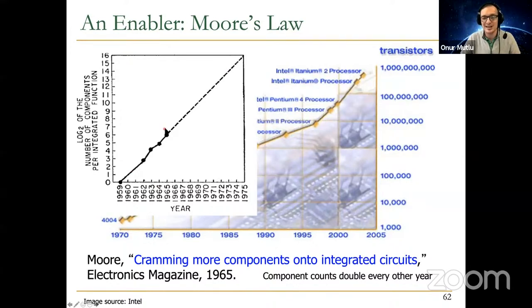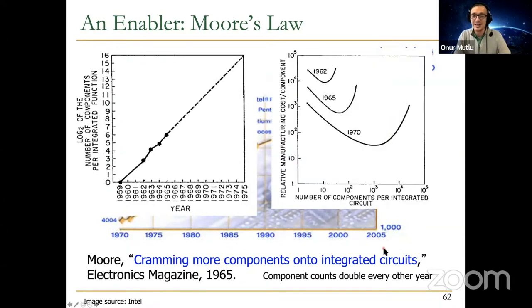He basically looked at the integrated circuits that were manufactured in 1959, 62, up to 65. He looked at the number of components per integrated function on a logarithmic scale, and he observed this exponential curve, because this is logarithmic, right, on the left-hand side. That's true over here for Intel. This is from 2005. We're going to see an earlier, later version. And he says that there exists a Pareto optimal point in terms of the number of components per integrated circuit that can minimize the cost per component.